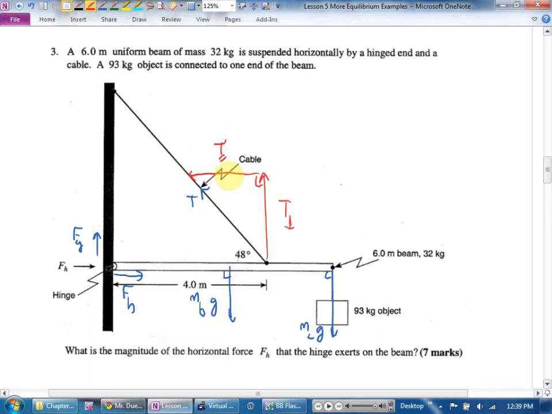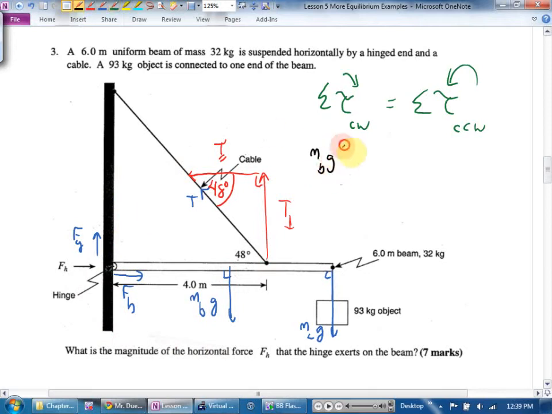Angles. Oh, see the Z? 48. So I'm going to start out the same way as we have before. The sum of all the torques clockwise, that's in this direction, equals the sum of all the torques counterclockwise, that's in that direction. If that's my pivot point, my hinge, which force or forces would cause it to spin clockwise? Mass of the beam times g times its distance from the pivot, 3, not 2, 3, plus the mass of the load times g times 6. That equals the perpendicular component times 4.